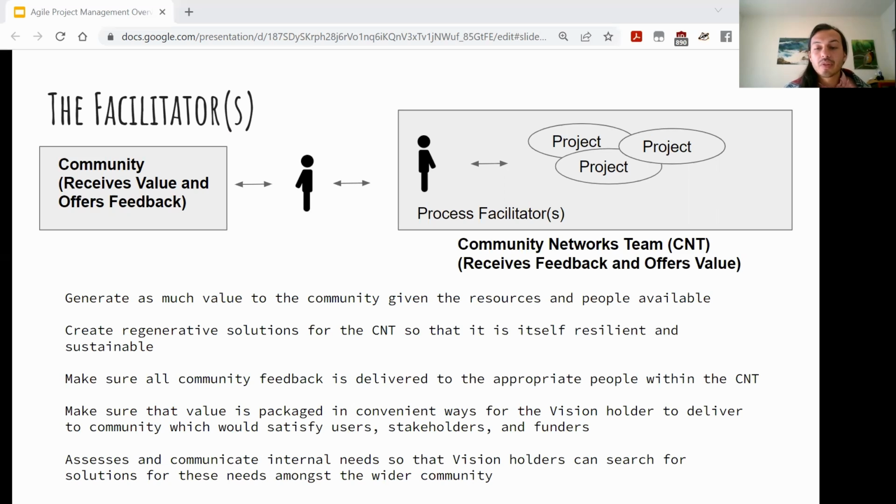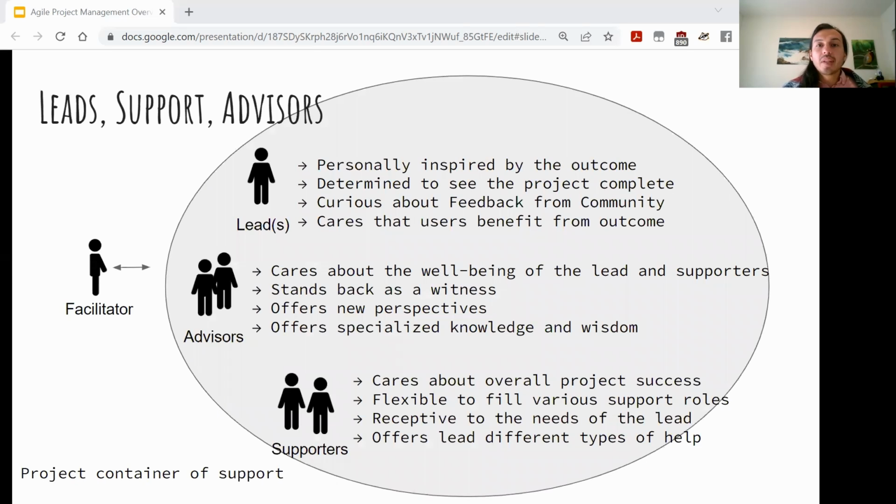A team can be formed to support the facilitator as the challenges of the CNT increase, and the role of facilitator can be trained in others so that its function can continue without burnout. A facilitator's responsibility to a project team is to make sure they are set up for success so that its members can focus on the outcomes of what they want to accomplish. Within the project container, the facilitator supports the relationships between leads, supporters, and advisors.